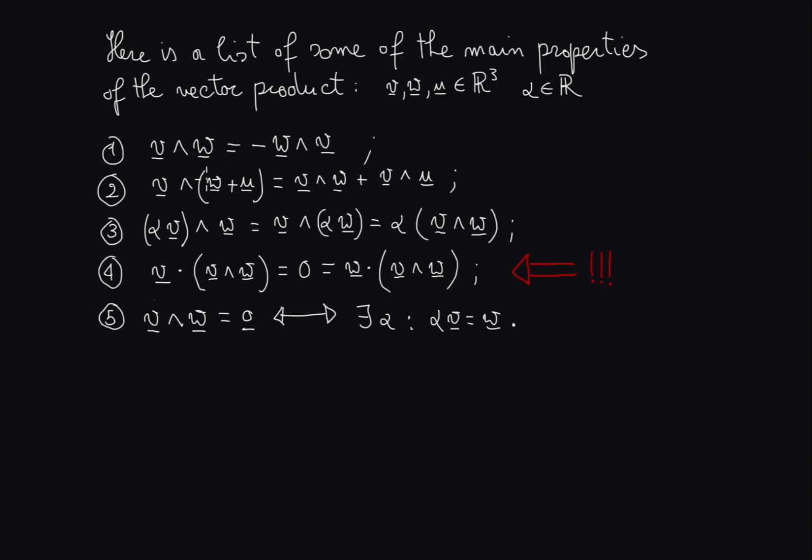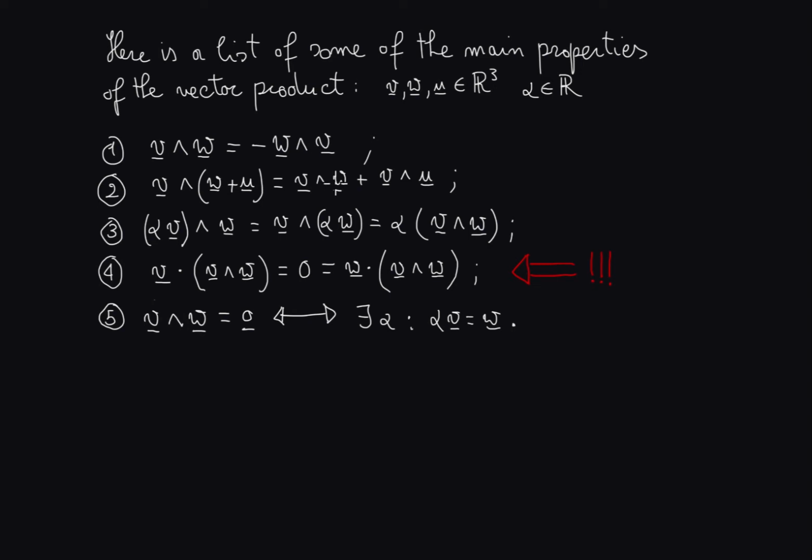And then the other properties are the distributive property of this vector product with respect to the vector sum, the sum of vectors. Of course, we state this for the second factor of the product, but since there is an anti-commuting law by property 1, this implies the same property also for the first factor.